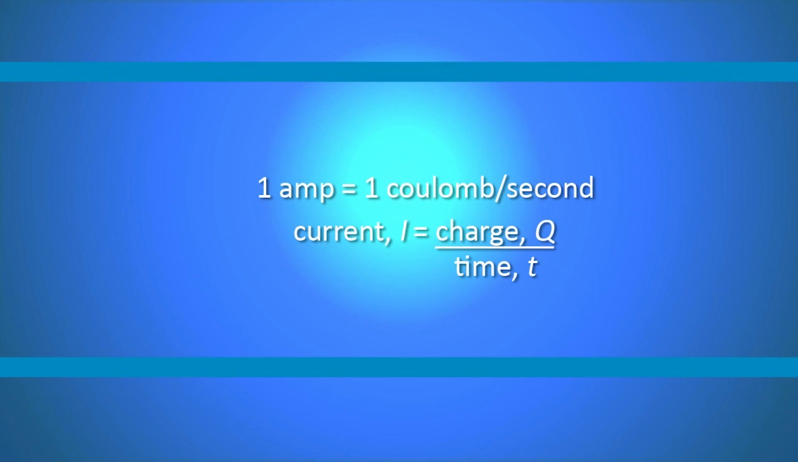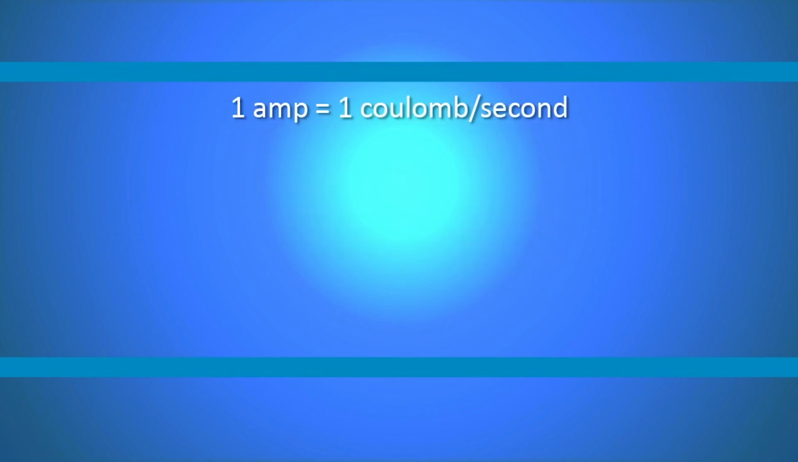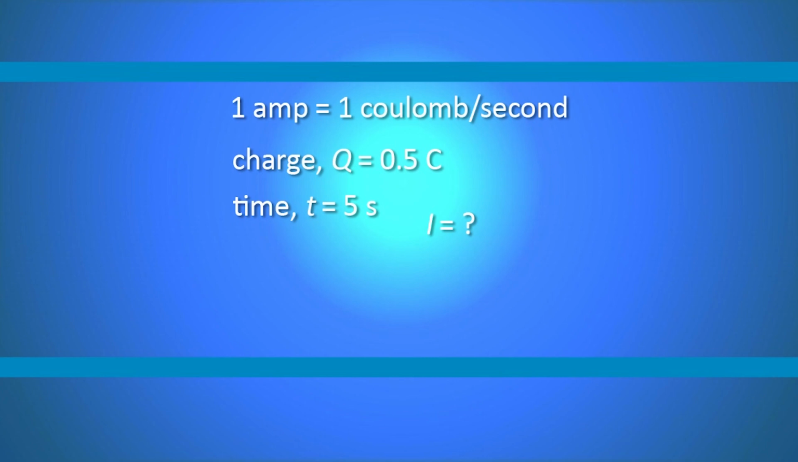A quick example calculation. 0.5 coulombs of charge flow past a point in 5 seconds. What's the current? Well, current is charge Q divided by time T. That's 0.5 coulombs divided by 5 seconds, giving us a current of 0.1 amps.